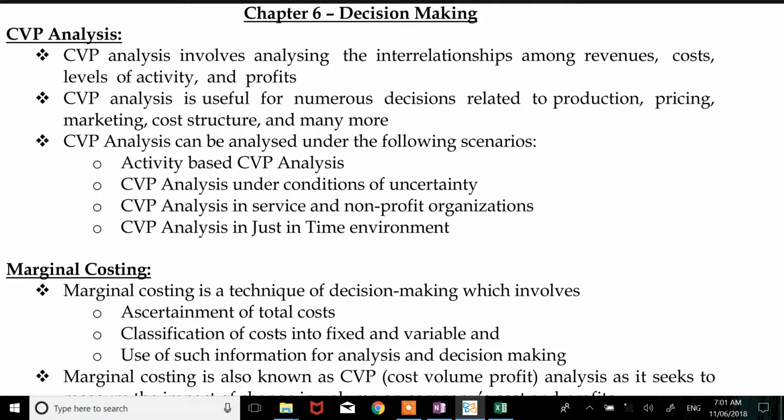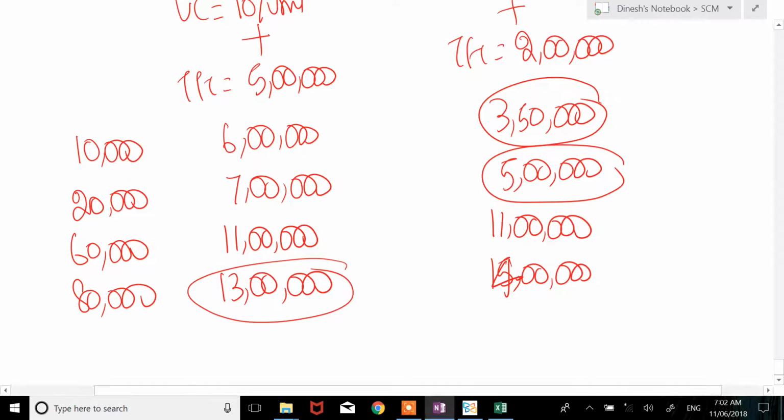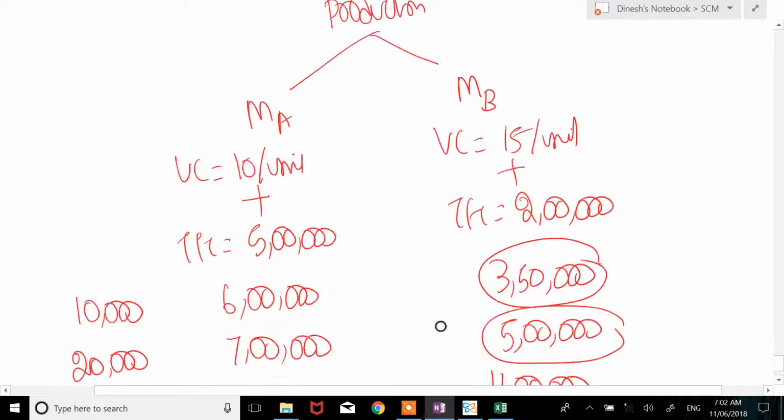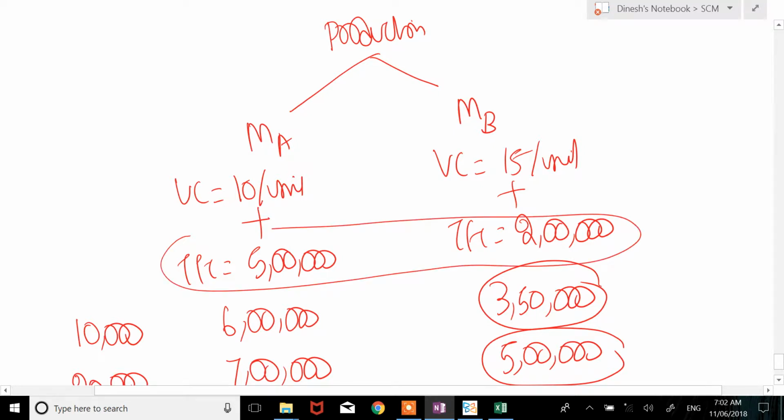Now if the denominator is variable cost ratio, then you get the answer in rupees. If you divide by variable cost per unit, you get the answer in units. So you can get your answer in units as well as in rupees. So the base formula is change in fixed cost, 5 lakh minus 2 lakh divided by 15 minus 10.